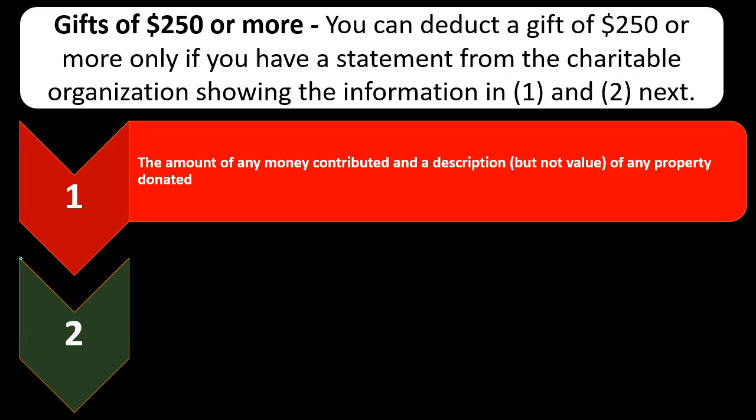But if the gift is over the 250, you can deduct a gift of 250 or more only if you have a statement from the charitable organization showing the information. Number one, the amount of any money contributed and a description, but not value, of any property donated. So if you gave money, then obviously it's pretty straightforward. You know what the money is. If you gave property, it's a little less straightforward. They're going to give a description of the property that was given, but they're not going to force the people that you're giving the property to have to value the property, because obviously that's tough to do.